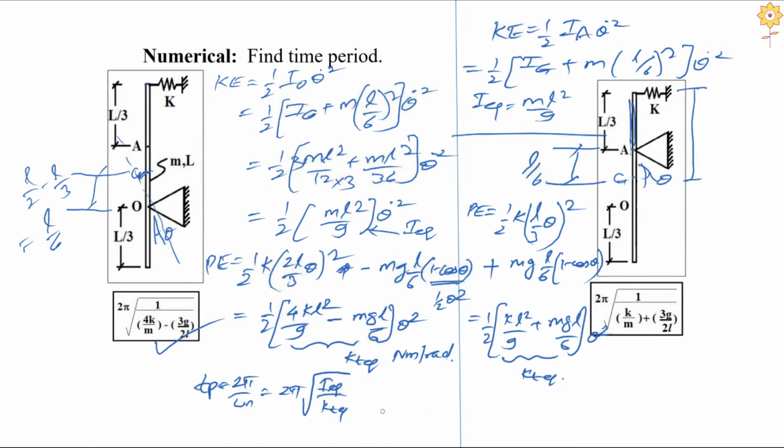And again incorporating this formula, Tp or the time period for one oscillation is 2 pi under root of I equivalent by kt equivalent, you should come across this particular answer. Okay.